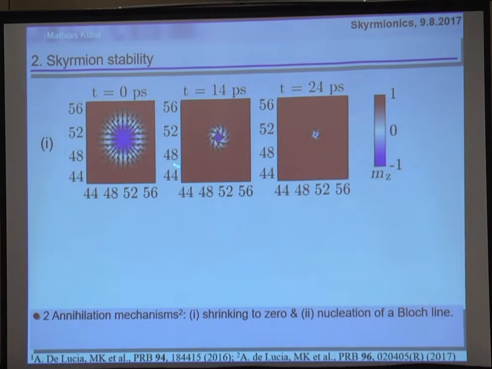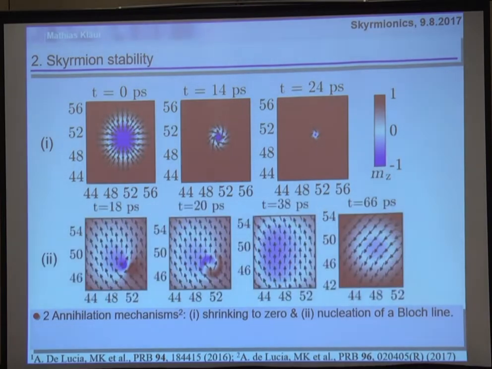So one is that you can apply a field which is sufficiently strong to annihilate the skyrmion by simply shrinking it to 0 diameter. And you can also use nucleation of a Bloch line that actually then goes from n equals 1, and you nucleate a Bloch line, which is minus 1, so the total winding number becomes 0, and then you can manipulate the skyrmion as well.